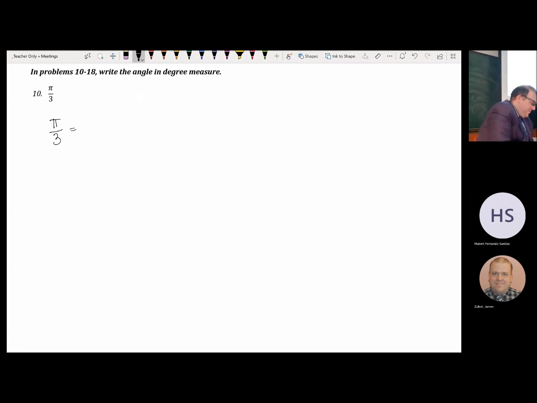Pi over 3 times, now unit analysis. There's 180 degrees in a single radian. Since we want degrees, degrees goes in the numerator. So multiply by 180 degrees over pi. Pi's drop out, that's nice. So what's 180 divided by 3? 60 degrees is pi over 3 radians.